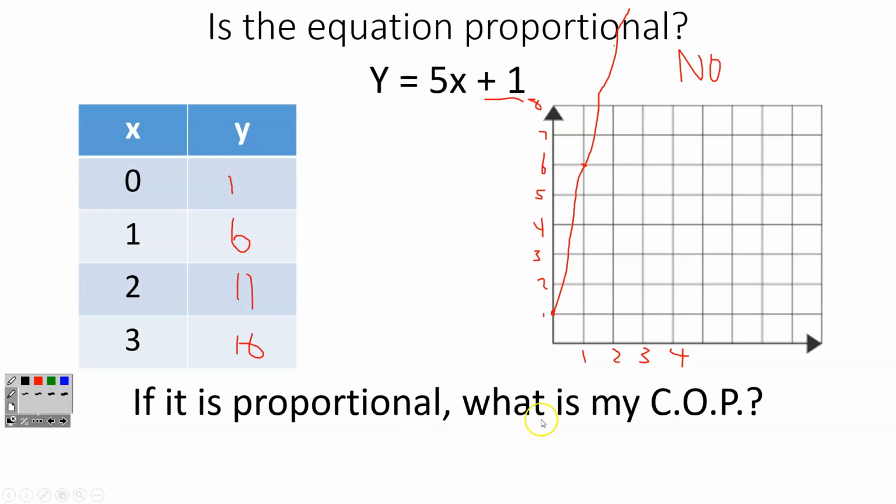When it is not proportional, there is no COP. The way I can check that is this. Whatever y is, we're going to divide it by x. 1 divided by 0 can't happen. If I try doing that on my calculator, 1 divided by 0 gives me an error. So that doesn't work. 6 divided by 1 would be 6. 11 divided by 2 would be 5.5. 16 divided by 3 would be 5.3 repeating. So these numbers right here are not consistent. So there is no COP.